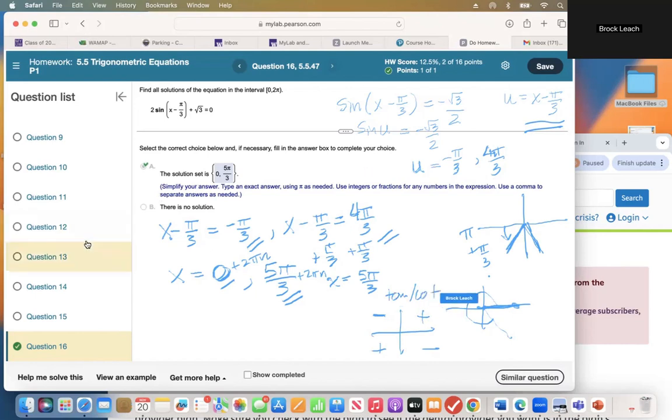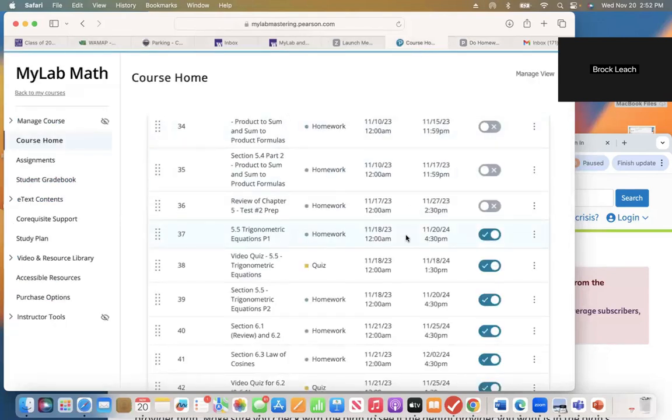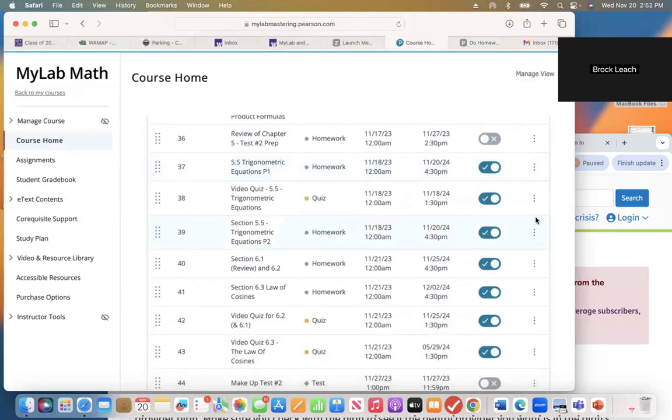Any other ones from the first one you guys want me to work? Okay, let's go to the other one then. I'm going to erase and reshare. Okay, let's exit out of here and go to part two. This is where we did the more difficult ones.